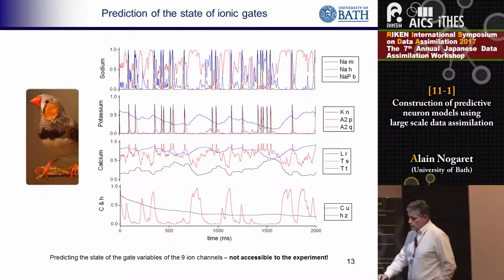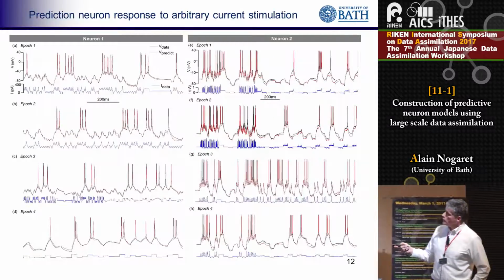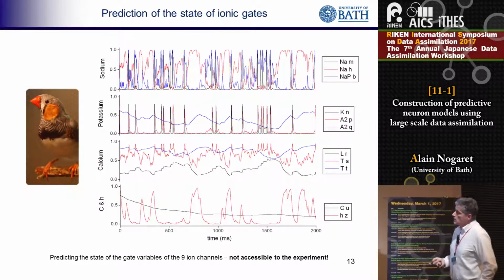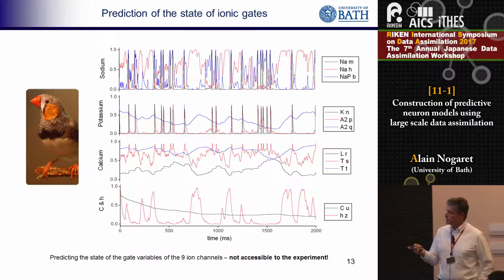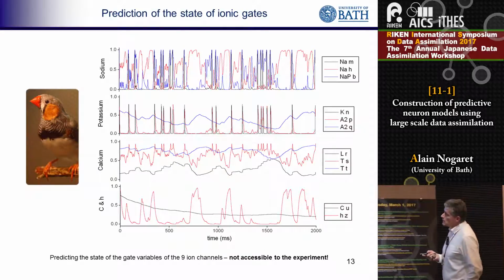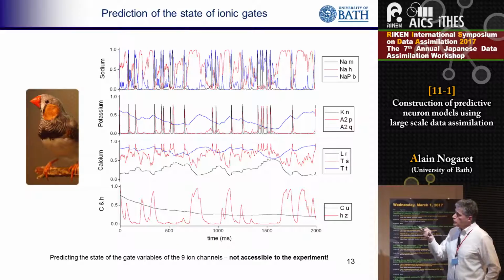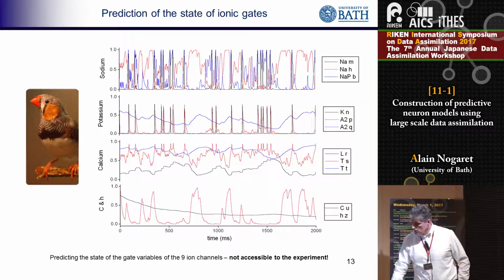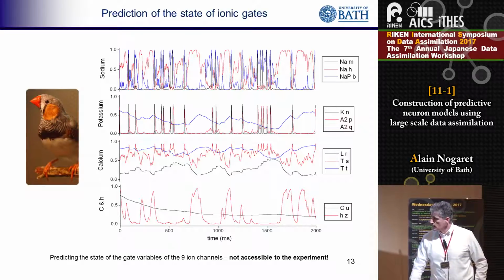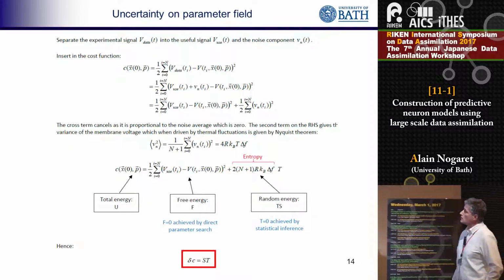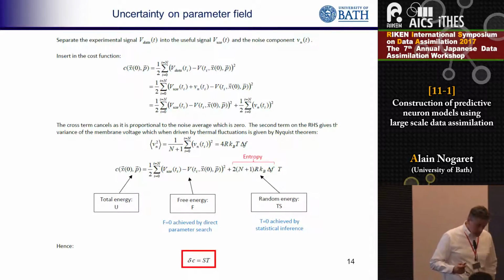So what we have done so far is predict the state variable that you can measure, which is the membrane voltage. But you can also predict the response of the state of the ionic gates, which you cannot measure. So you can see the value of this model is that it allows you to make predictions about parameters which are not accessible to the experiment. At present, maybe in 10 or 20 years there will be a method for measuring the state of the gates, but not now.